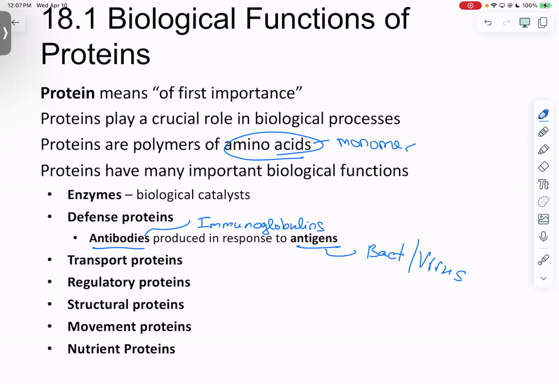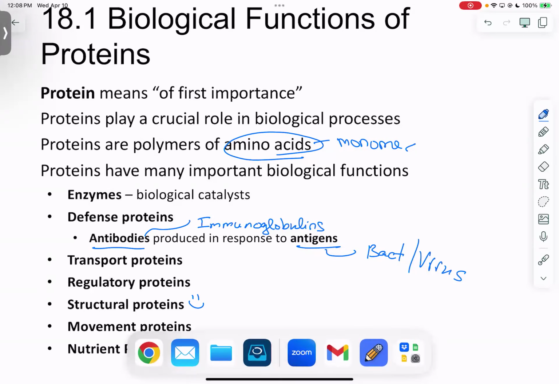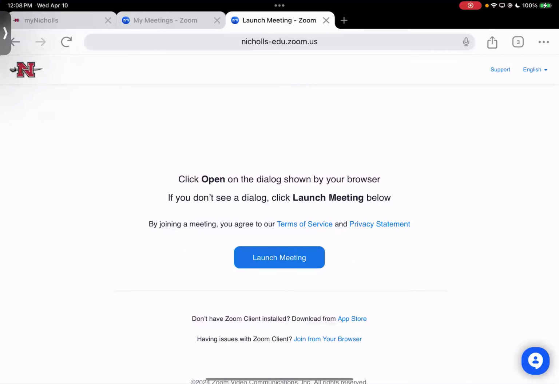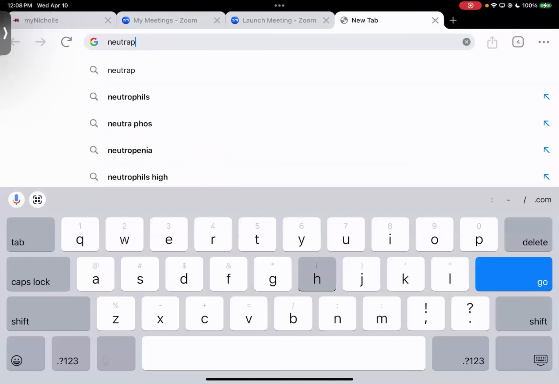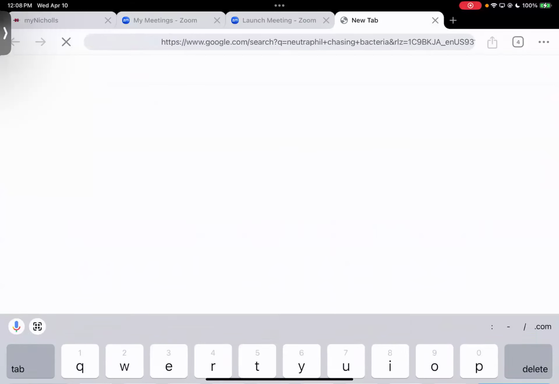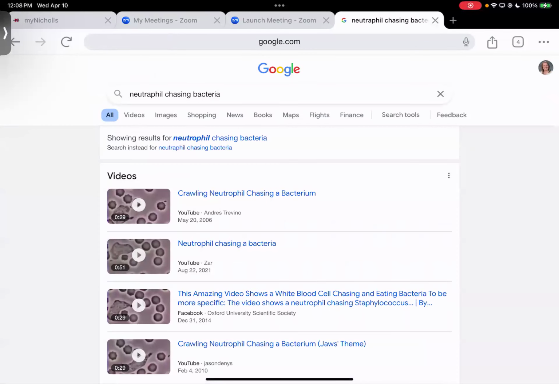The structural proteins, these are my favorite of all time. Love them so much. They keep the shape of the cell. Have you ever seen a neutrophil chasing a bacteria? You need to see that. Yes, but they actually move and chase.